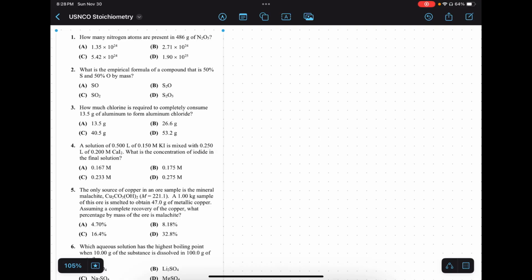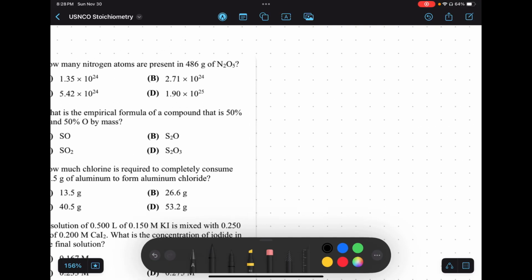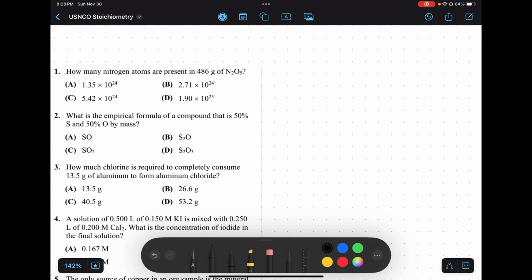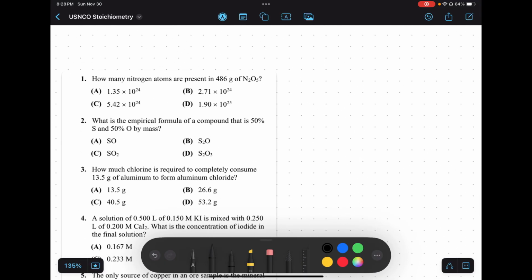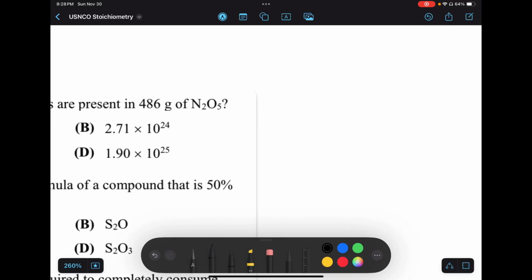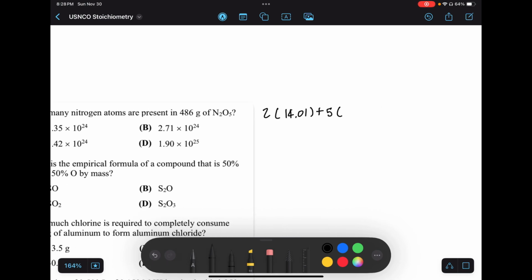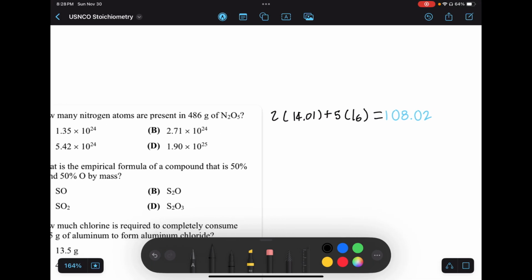So let's get started. Number one asks us for how many nitrogen atoms are present in 486 grams of dinitrogen pentoxide. So what we first do is find out the molar mass of dinitrogen pentoxide. So we're going to do 2 times 14.01, because that's the molar mass of nitrogen, plus 5 times 16. So that's the molar mass of oxygen. That's 108.02 grams per mole.